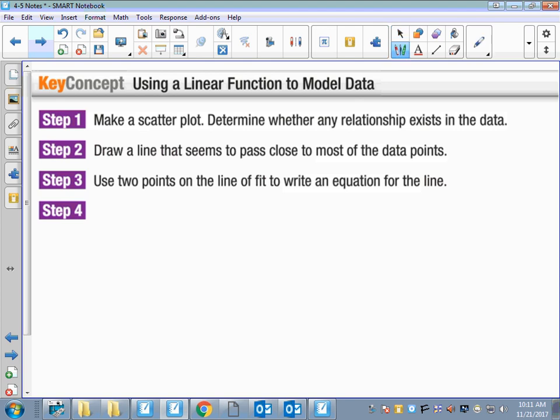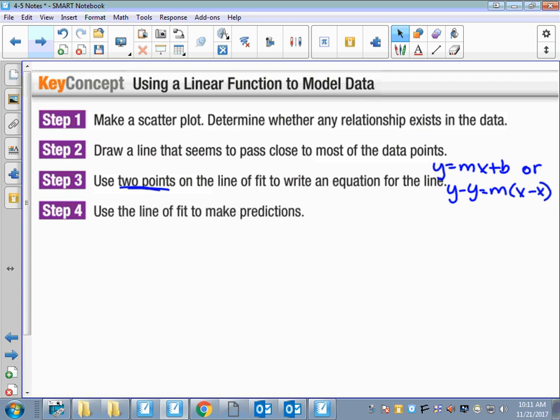And so that's where we would use either y equals mx plus b or y minus y1 equals m times x minus x1, either one, to come up with our equation. You're going to have 2 points, so you're going to have 2 ordered pairs. You plug them in, find slope, do all that stuff that we've already done. Then we use that line of fit. We use that equation to predict data. So after you have your line of fit, we use the equation to make predictions.